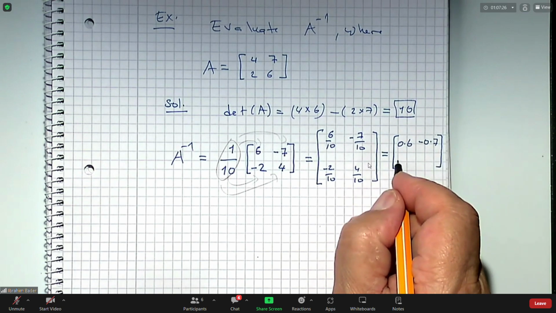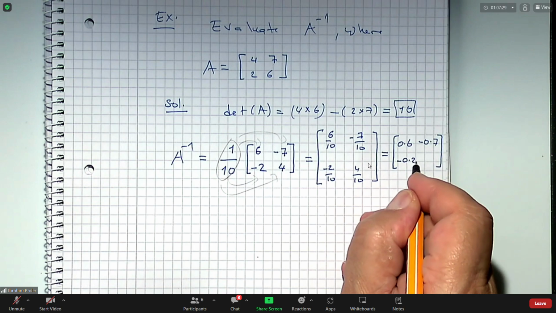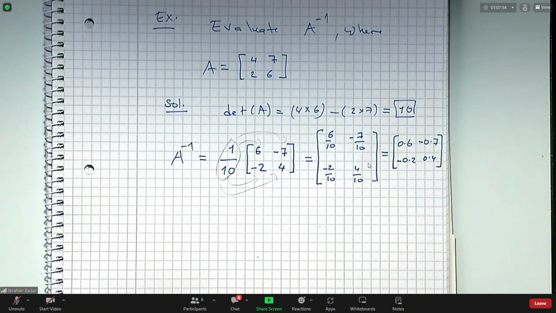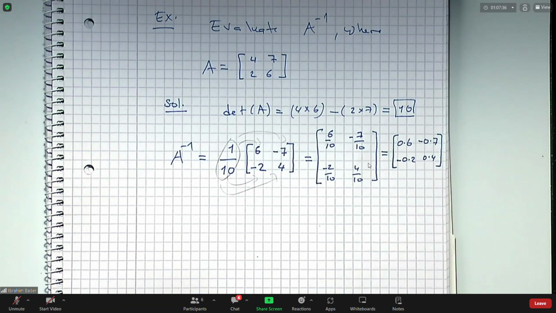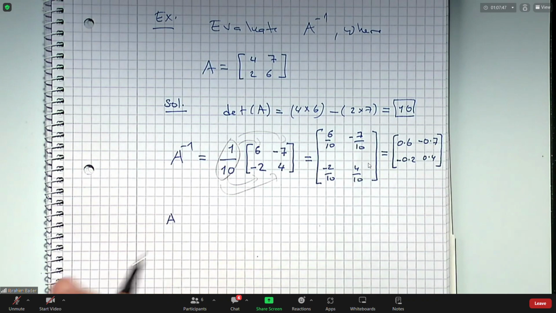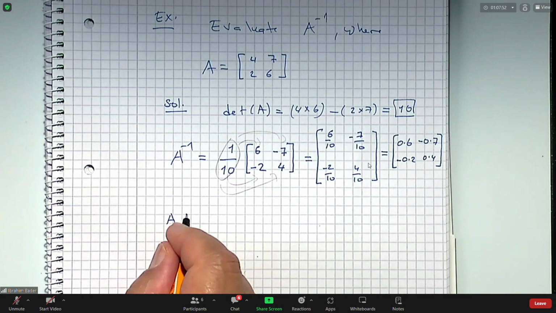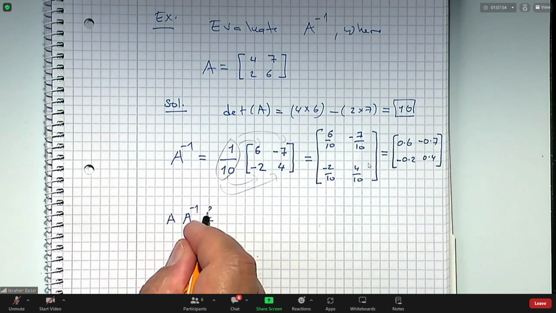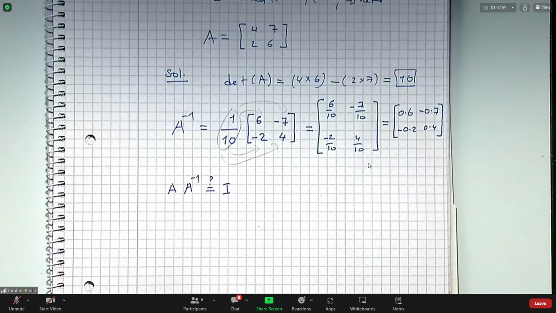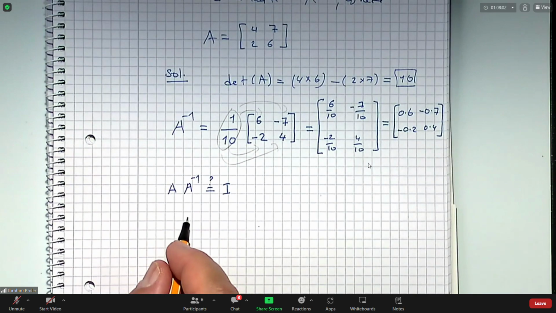So minus 0.2 and 0.4. Okay, so this is the inverse. Now let's check it. Let's do this exercise and check it from one side. So we check if, for instance, A multiplied by A inverse is equal to the identity, in this case the two order identity. Okay, let's put this in order.